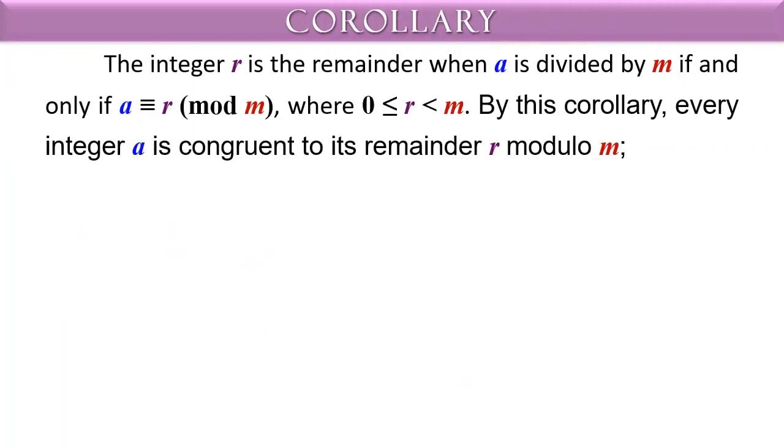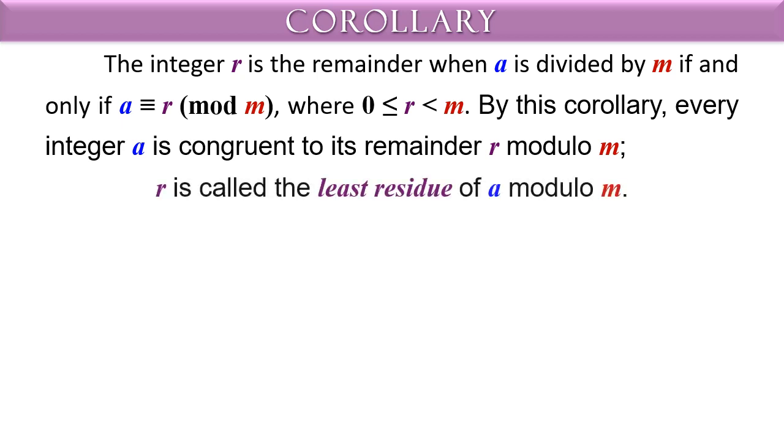Consequently, by Theorem 3, we have this corollary, which states that the integer r is the remainder when a is divided by m, if and only if a is congruent to r mod m, where r should be greater than or equal to 0 but less than m. By this corollary, every integer a is congruent to its remainder r modulo m. Thus, r is called the least residue of a modulo m.